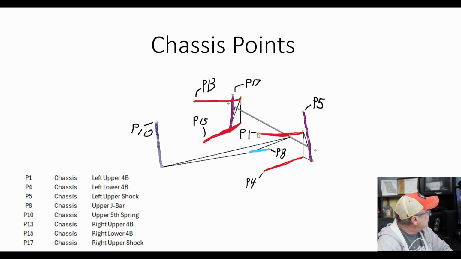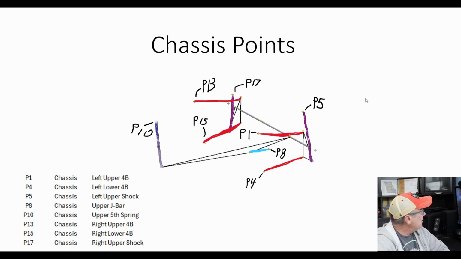So we've got point 1 being the upper 4-bar link on the left, point 4 being the lower 4-bar link on the chassis, and point 5 being the upper shock mount. Then on the right side, similarly, point 13 is the upper 4-bar link mount on the chassis, 15 is the lower 4-bar link on the chassis, 17 is the upper shock mount on the chassis, point 8, excuse me, is the J-bar mount on the chassis, and point 10 is the fifth arm spring upper mount on the chassis.